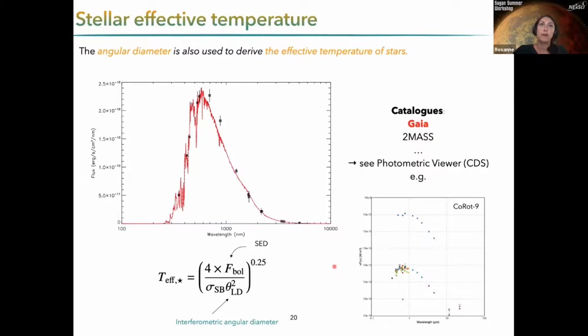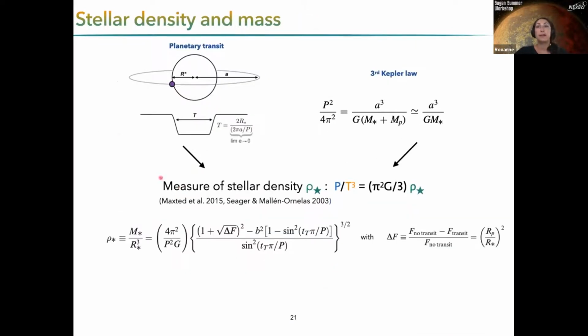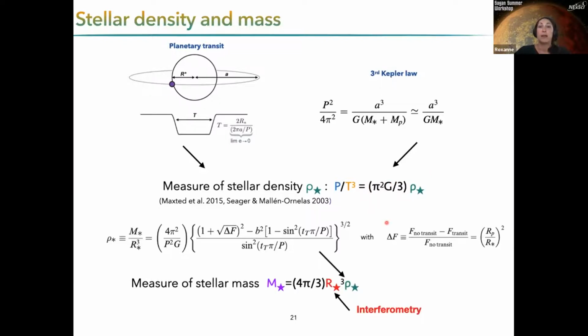So something very strong is to combine transits and interferometry. Why? If you combine the transit duration and the third Kepler law, if you have an exoplanet which transits, you can measure the stellar density, given this formula. Actually, it's not very complicated. I invite you to do it. It's a very easy computation. So with a transit, you can have the stellar density.